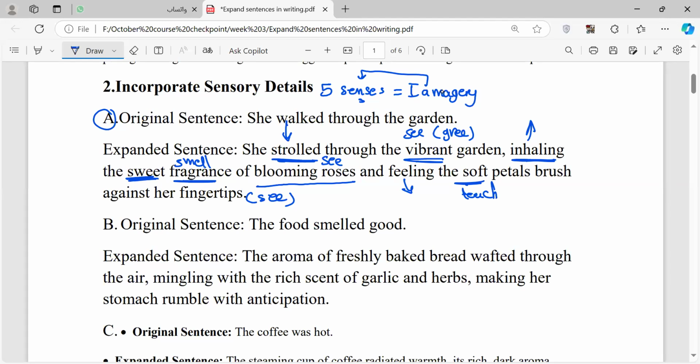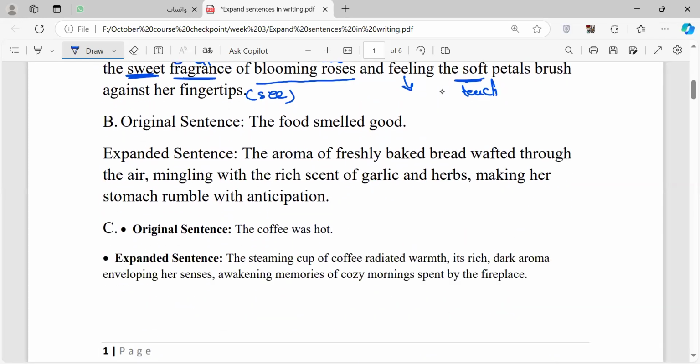Okay? This is a very childish sentence, which I don't want to see in your writing. So kindly use stronger expressions, in the same way as on the screen. Employ the 5 senses in your description so that it will be very marvelous and attractive. So she strolled through the vibrant garden, inhaling the sweet fragrance of blooming roses and feeling the soft petals brush against her fingertip.